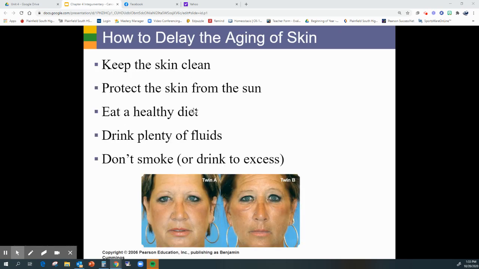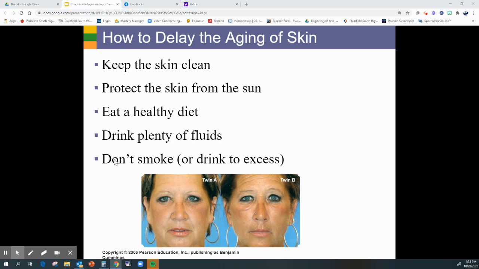Things that you can do to delay that. So you can obviously keep the skin clean, protect it from the sun by wearing sunscreen or wearing long, loose fitting clothing. A healthy diet is actually pretty important to help make sure that the skin has all the nutrients that it needs. Hydration is another huge one. We saw that especially in burns. All right, there's a lot more hydration that really goes into skin than you would think.